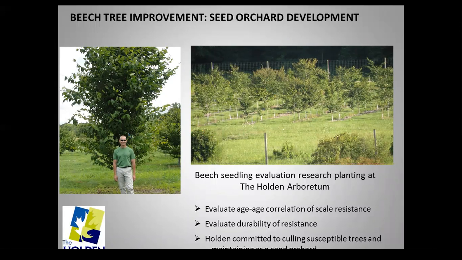This slide is showing a picture of a seed orchard at the Holden Arboretum. The first families that I showed the data on, those seedlings were planted in a research planting at Holden, and we were able to correlate their initial seedling screen phenotype with their performance after they've been growing in the field for about 10 years. And so we showed that the seedling screen is actually pretty effective in predicting how they perform even when they're growing outside in a plantation, like what's shown in the picture.